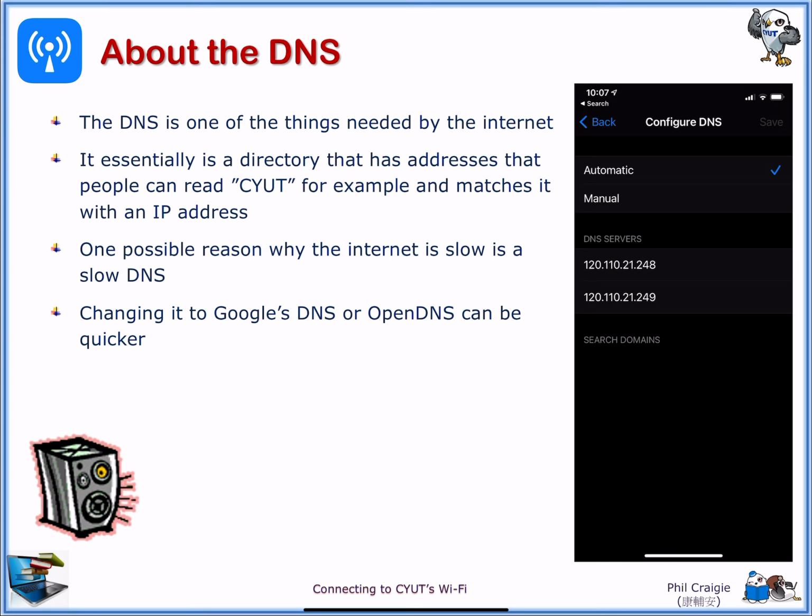One possible reason why the internet seems slow is because the DNS directory is slow. Changing the DNS directory to another may make web browsing quicker. There are many DNS directories that can be used. Two common alternatives are Google and OpenDNS.